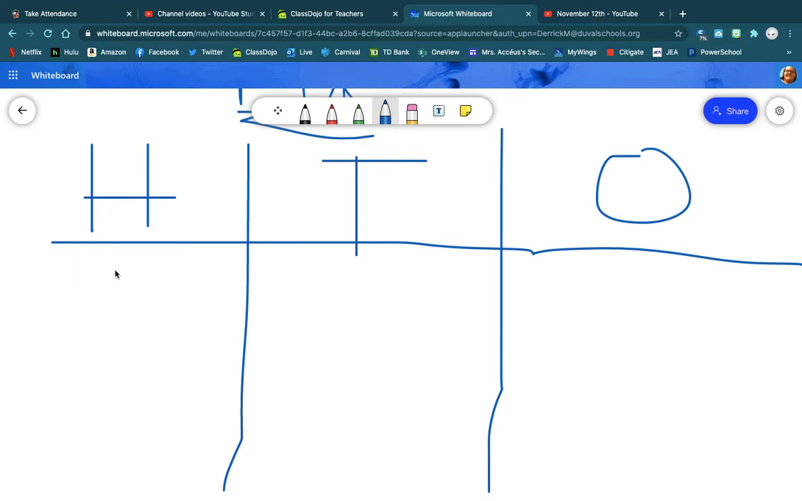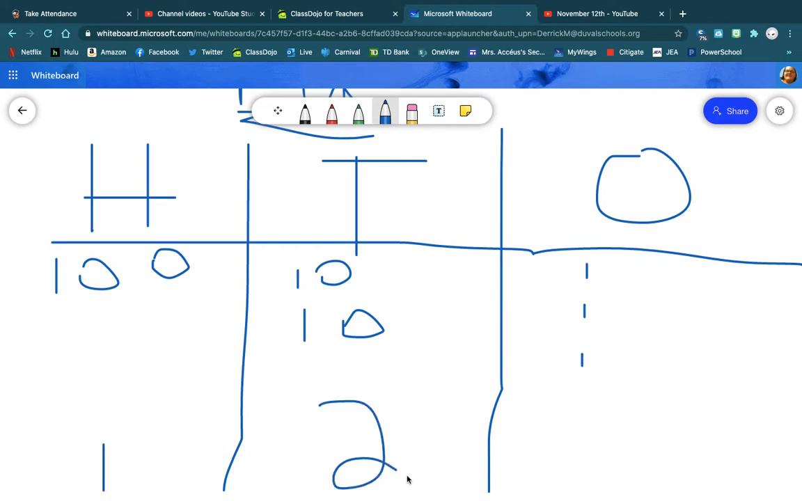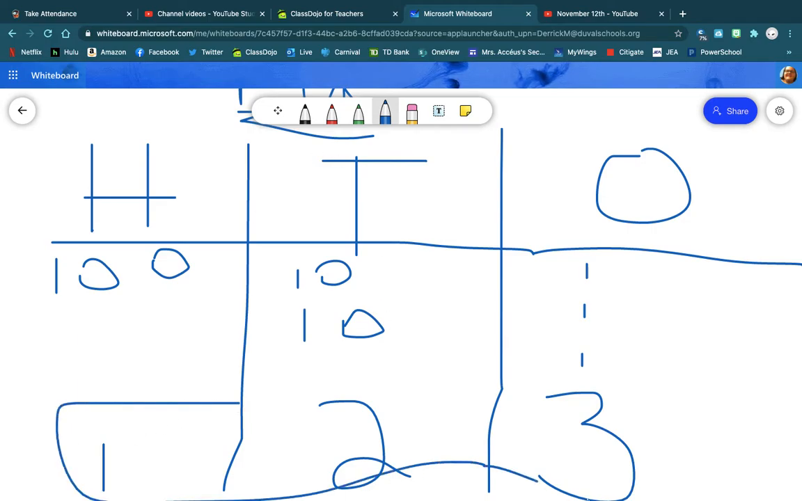So for example, if I write 100 here, 2 tens, and 3 ones, I know that I have 123 because I can add them all up and get my total of 123.